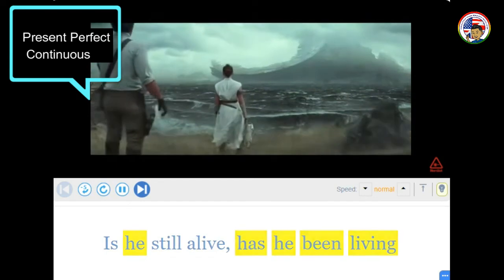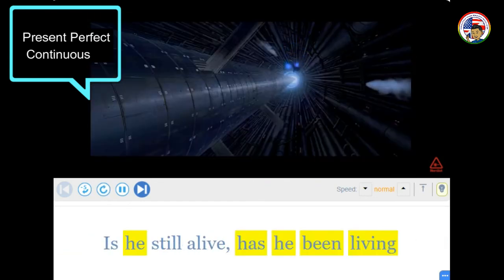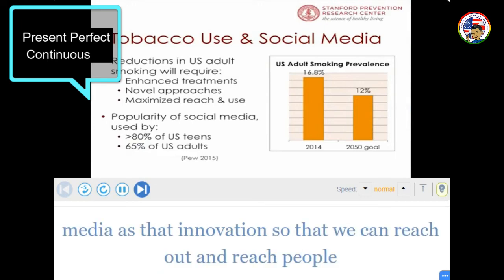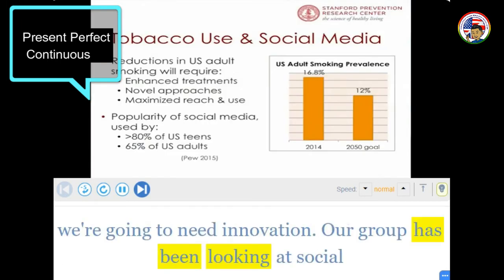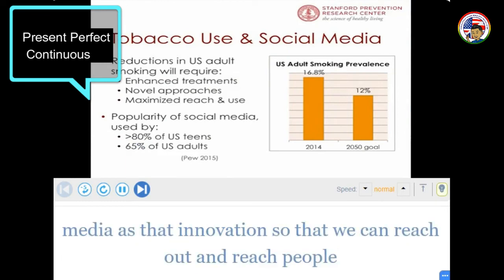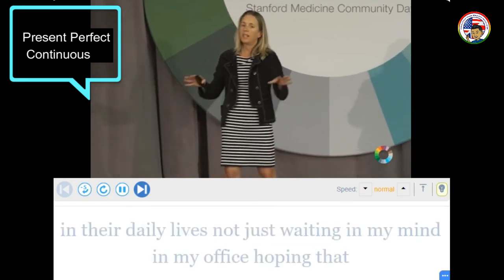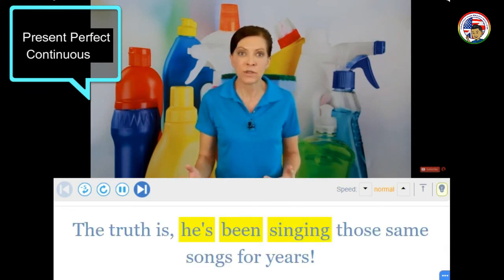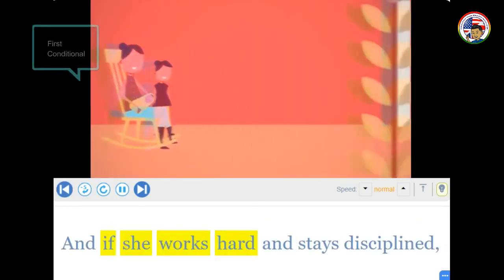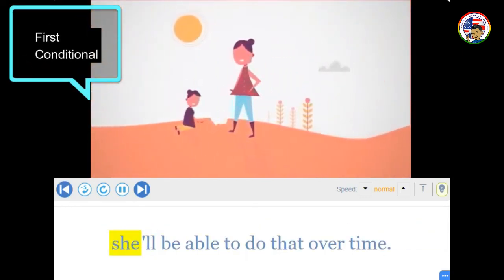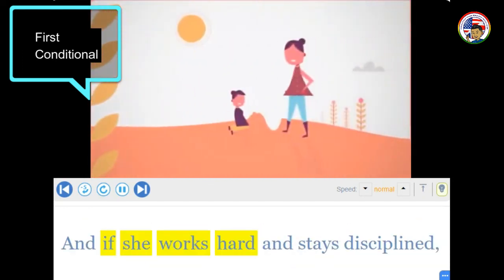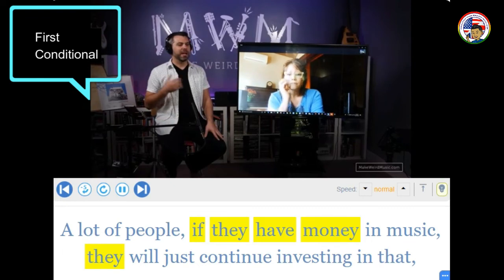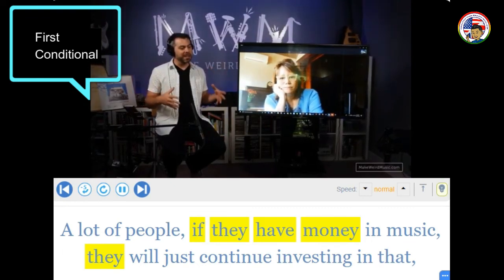Is he still alive? Has he been living on the remains of the Death Star all by himself? We're going to need innovations. And so our group has been looking at social media as that innovation so that we can reach out and reach people. The truth is he's been singing those same songs for years, okay? She lives, and if she works hard and stays disciplined, she'll be able to do that over time. Well, not necessarily. A lot of people, if they have money in music, they will just continue investing in that.